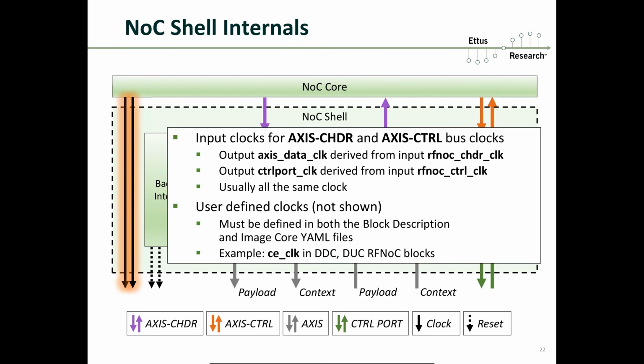That's not necessarily true. The NOC shell can do clock domain crossing, and it may do it depending on the block or the USRP that we're using. But generally, that's what I've seen in most block implementations. You can also have user-defined clocks. One you'll see is called CE clock, CE standing for computation engine. That's a term we used a lot with RFNoC 3. Today we tend to just call computation engines RFNoC blocks. They are synonymous with each other.